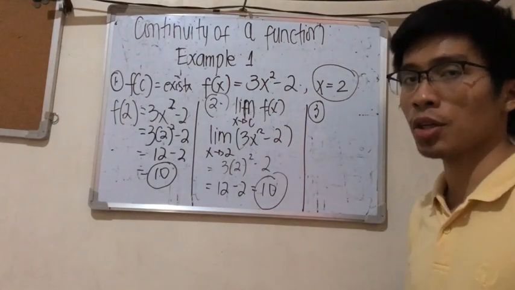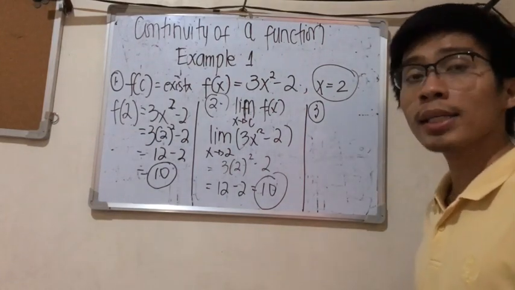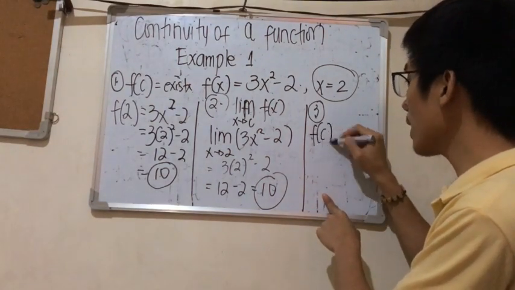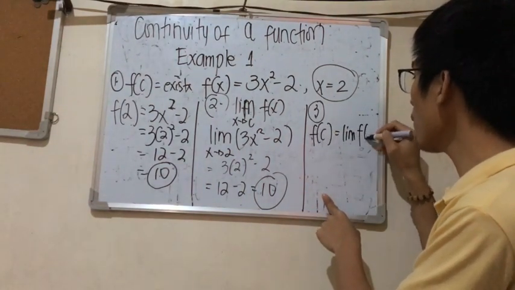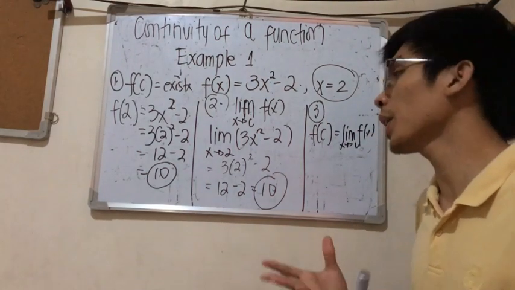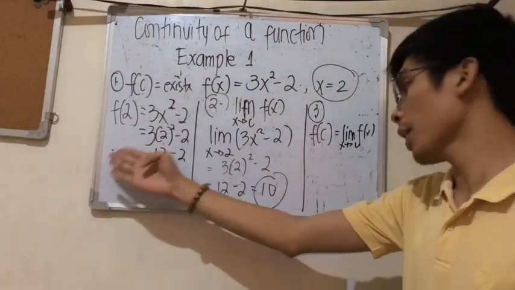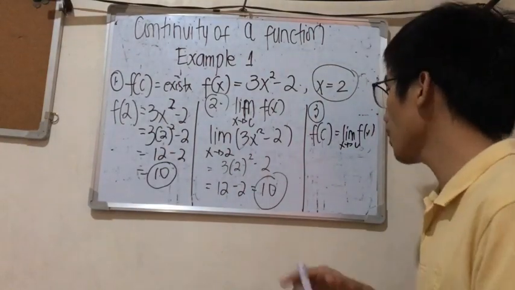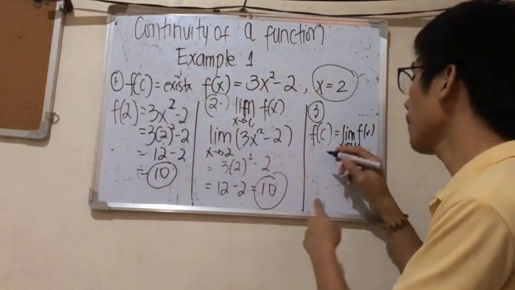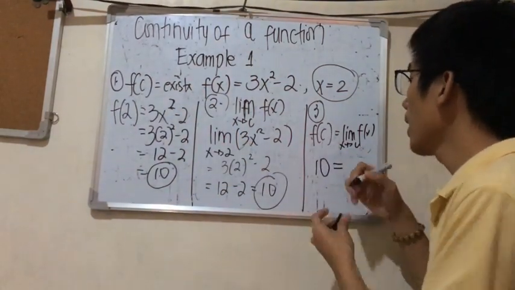Let's proceed to condition number 3. What is condition number 3? If f of c is equal to the limit of f of x as x approaches c, or in short, if condition number 1 is equal to condition number 2, we believe that condition number 1 exists, and that is 10. So that is 10.